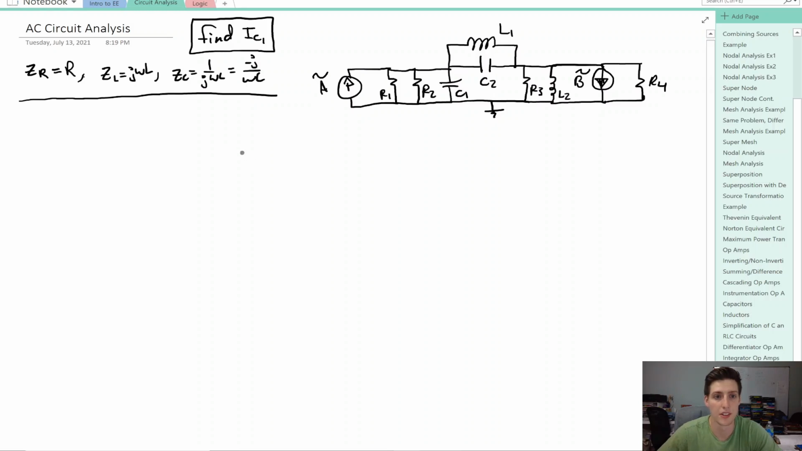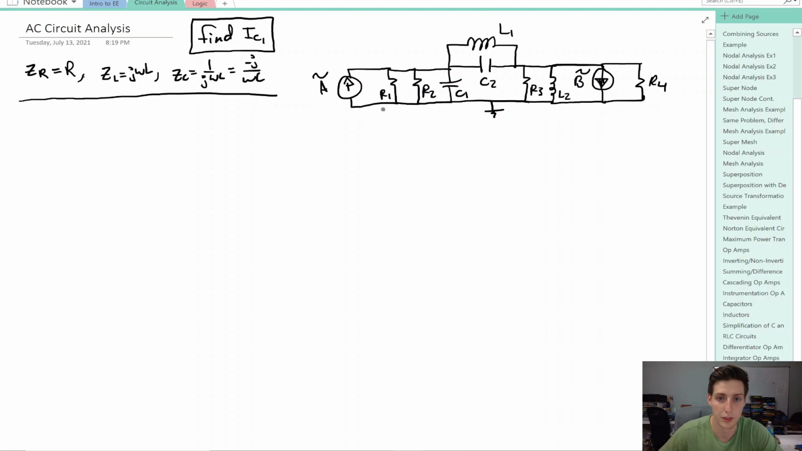Now we are all set to start doing some AC circuit analysis. So recall what the impedance is for a resistor, inductor, and capacitor. If we have this circuit here, where we have both A and B already in the phasor domain, and then we have some resistors, capacitors, and inductors, and we want to find the displacement current through that capacitor C1. Well, because we are in the phasor domain now, we can treat everything like a resistor.